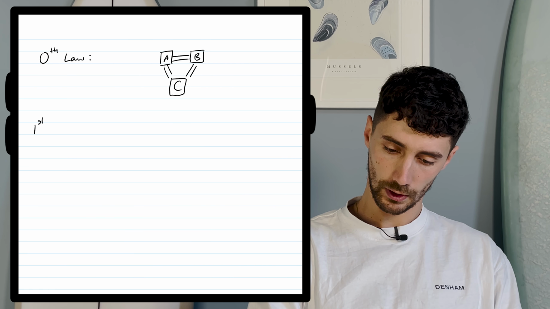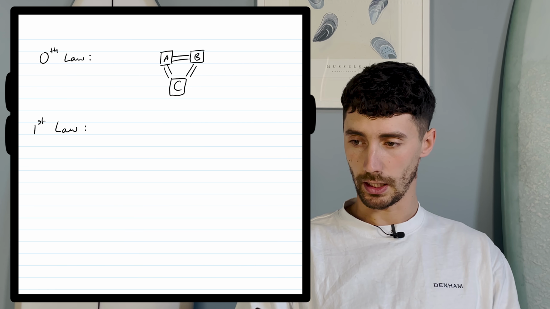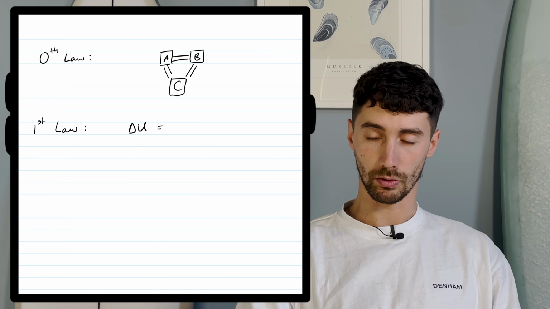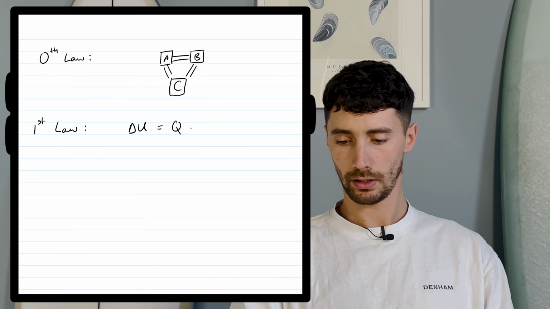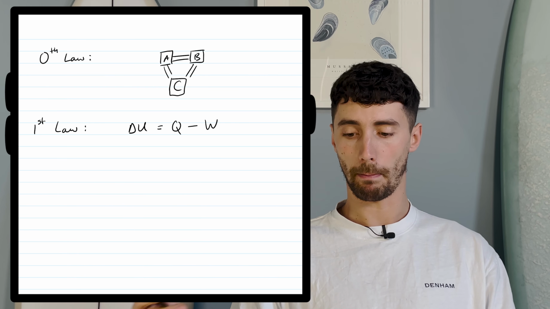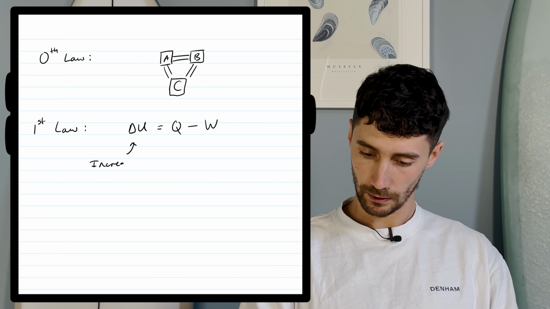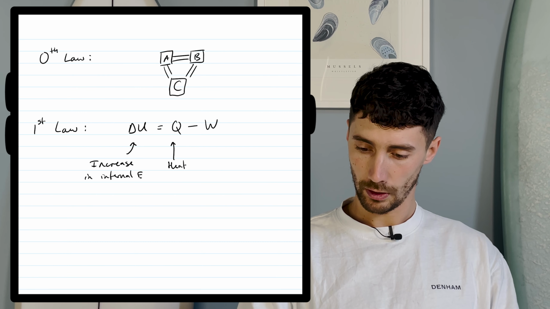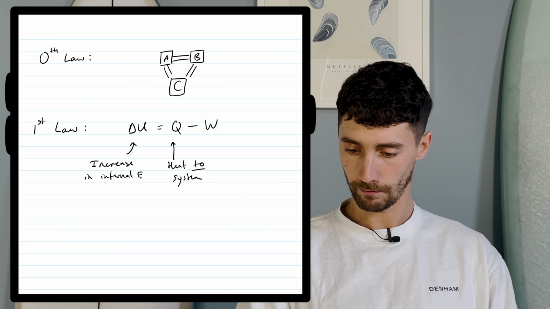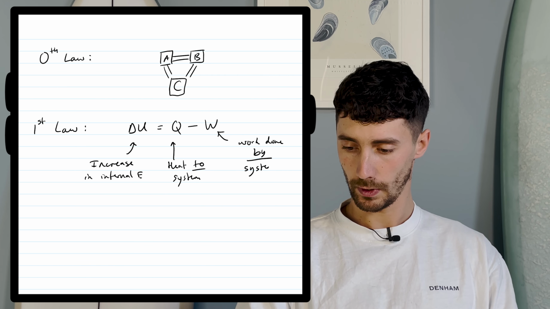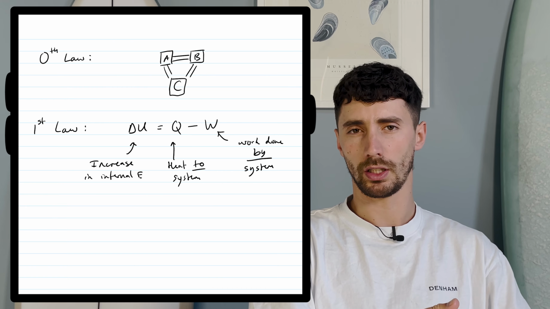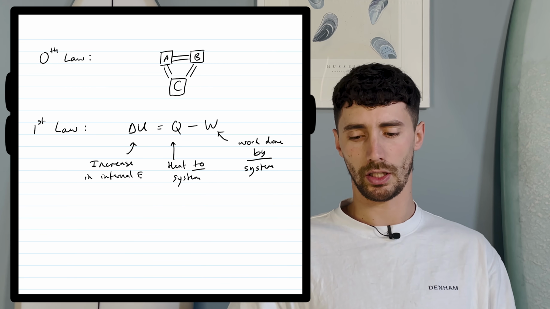The first law states that the increase in internal energy of a system is equal to the heat energy supplied to it, minus the work done by the system. So remember, this is an increase in internal energy. This is the heat transferred to the system, and this is the work done by the system. Okay, so in layman's terms, the energy you put in, the heat you put in, minus the work the system does, whatever's left over, that is the increase in internal energy of your system.